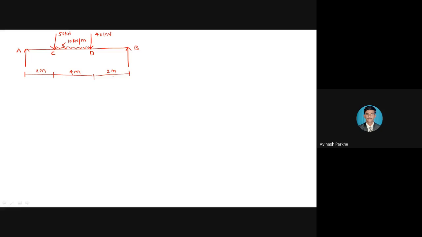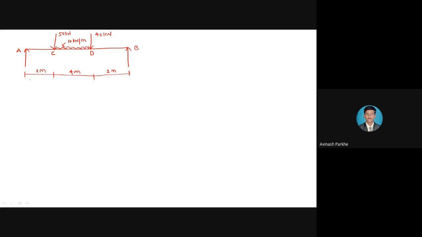In that particular loading diagram, one simply supported beam is there, and that simply supported beam is subjected to 2 point loads. One point load is applied at point C. Its magnitude is 50 kilonewton. Another point load is applied at point D. Its magnitude is 40 kilonewton. And in between C and D, again one UDL is there, and that UDL value is 10 kilonewton per meter. Draw the SFD and BMD for this particular beam and calculate the maximum bending moment. Similar to the previous problem, you have to calculate the maximum bending moment. Now go for the calculation immediately.